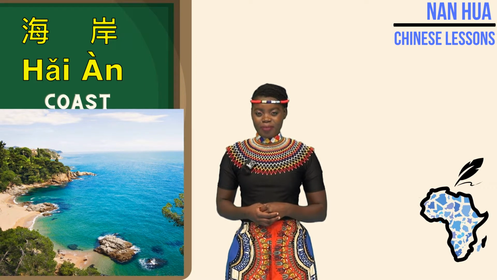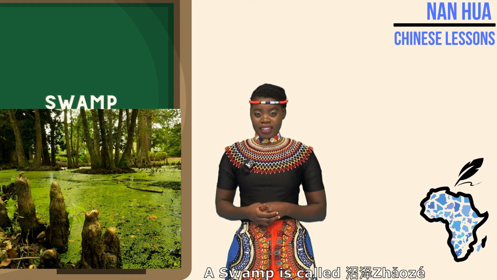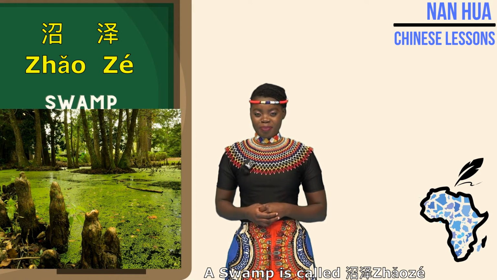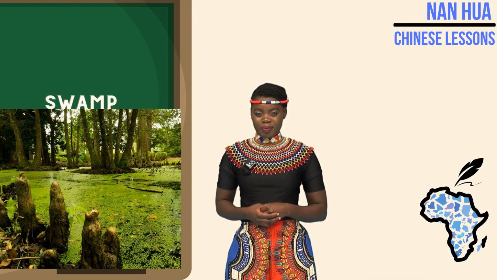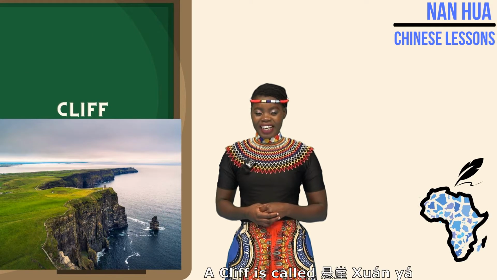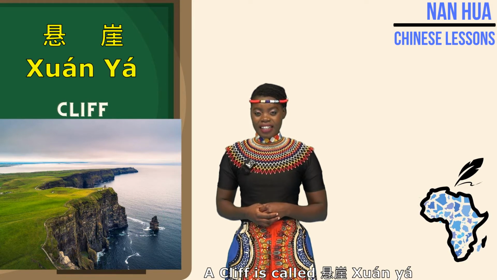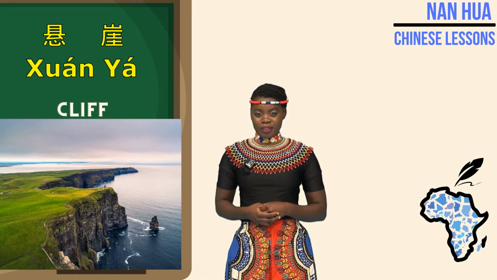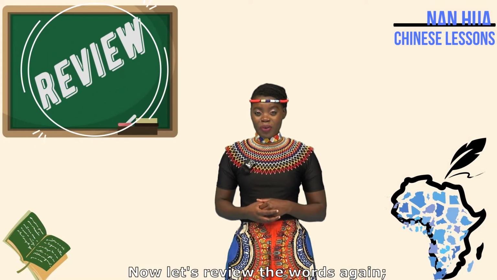A swamp is called Jiao Ze. Jiao Ze. A cliff is called Xuan Ya. Xuan Ya. Now, let's review the words again.